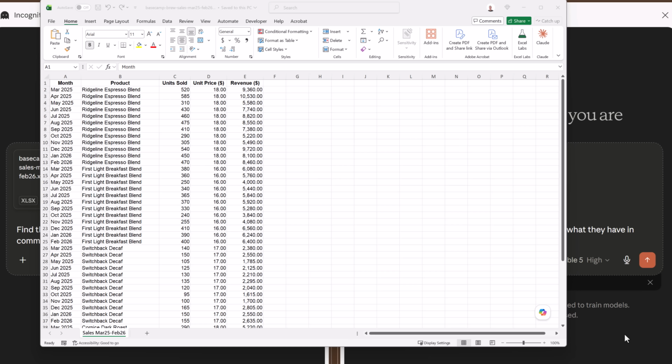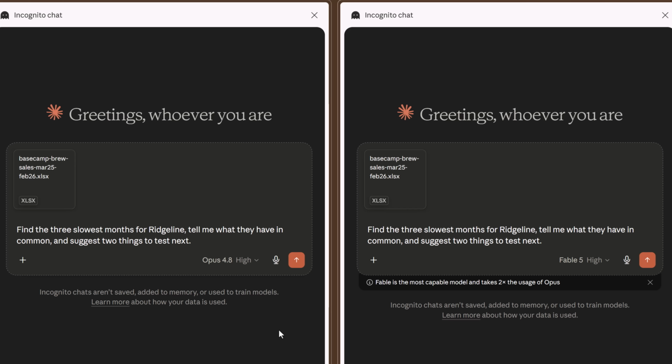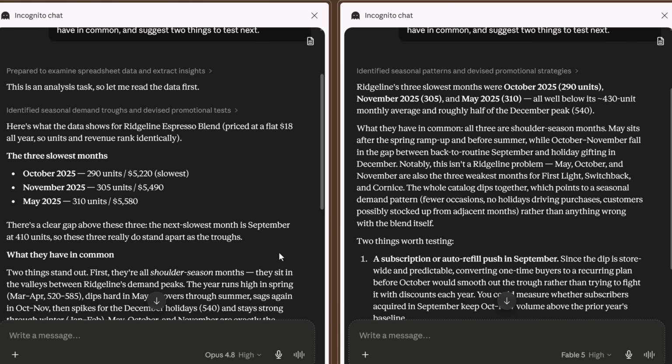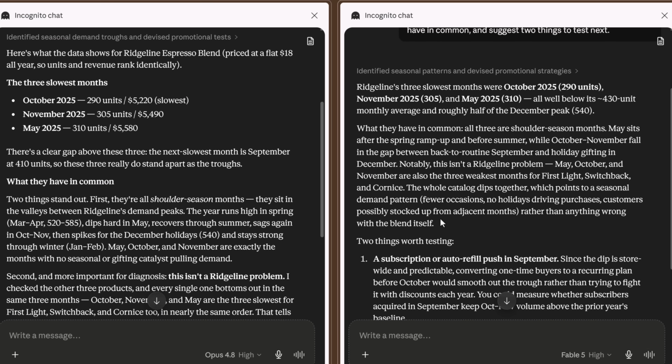Here's the Basecamp Brew Company sales sheet. Months, products, units, revenue, and a deliberate error. Normal small business ask. I have the spreadsheet loaded in both. Find the 3 slowest months for Ridgeline, tell me what they have in common, and suggest 2 things to test next. Let's submit both. Both sides got the same 3 months, October, November, May, and both did something I didn't ask.